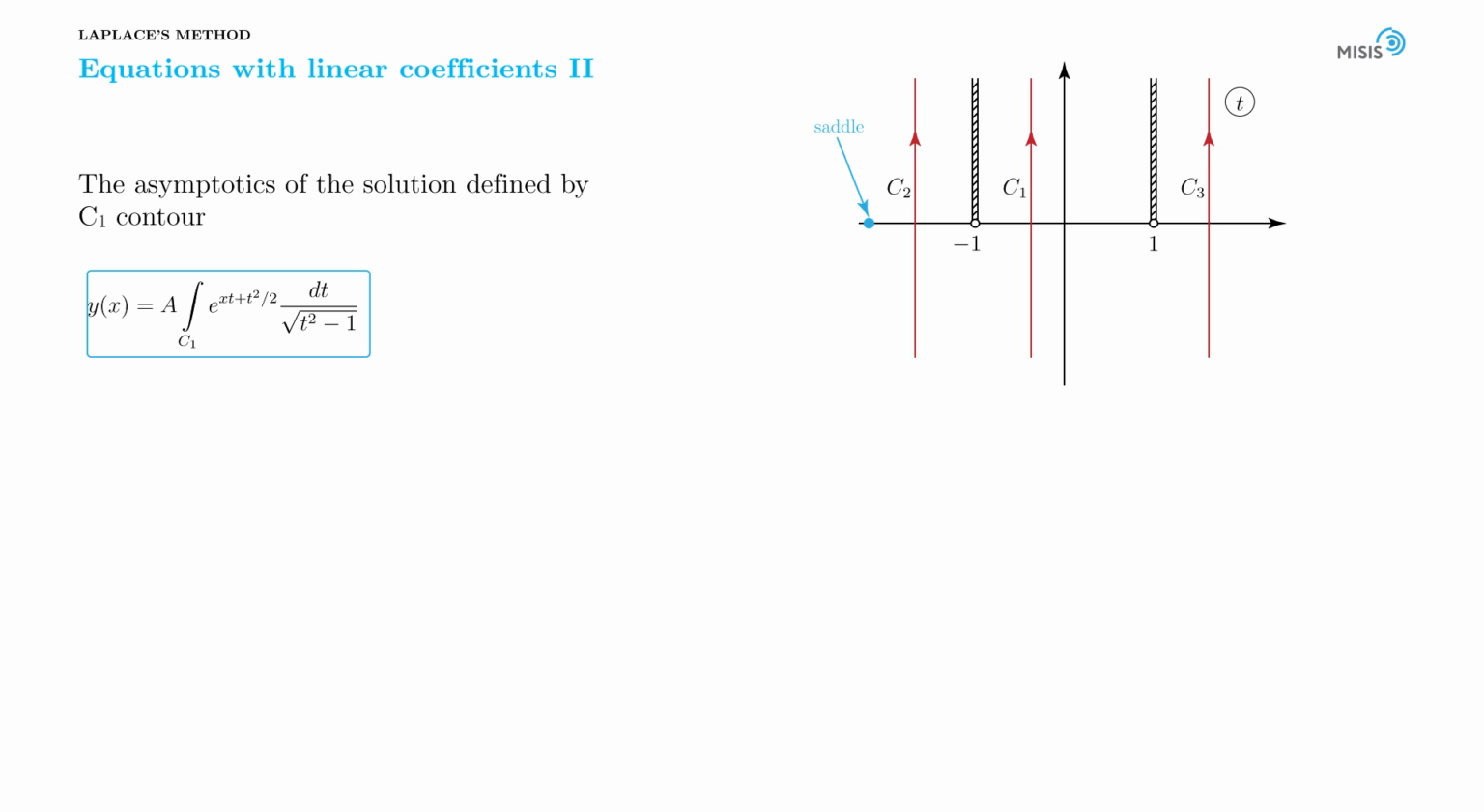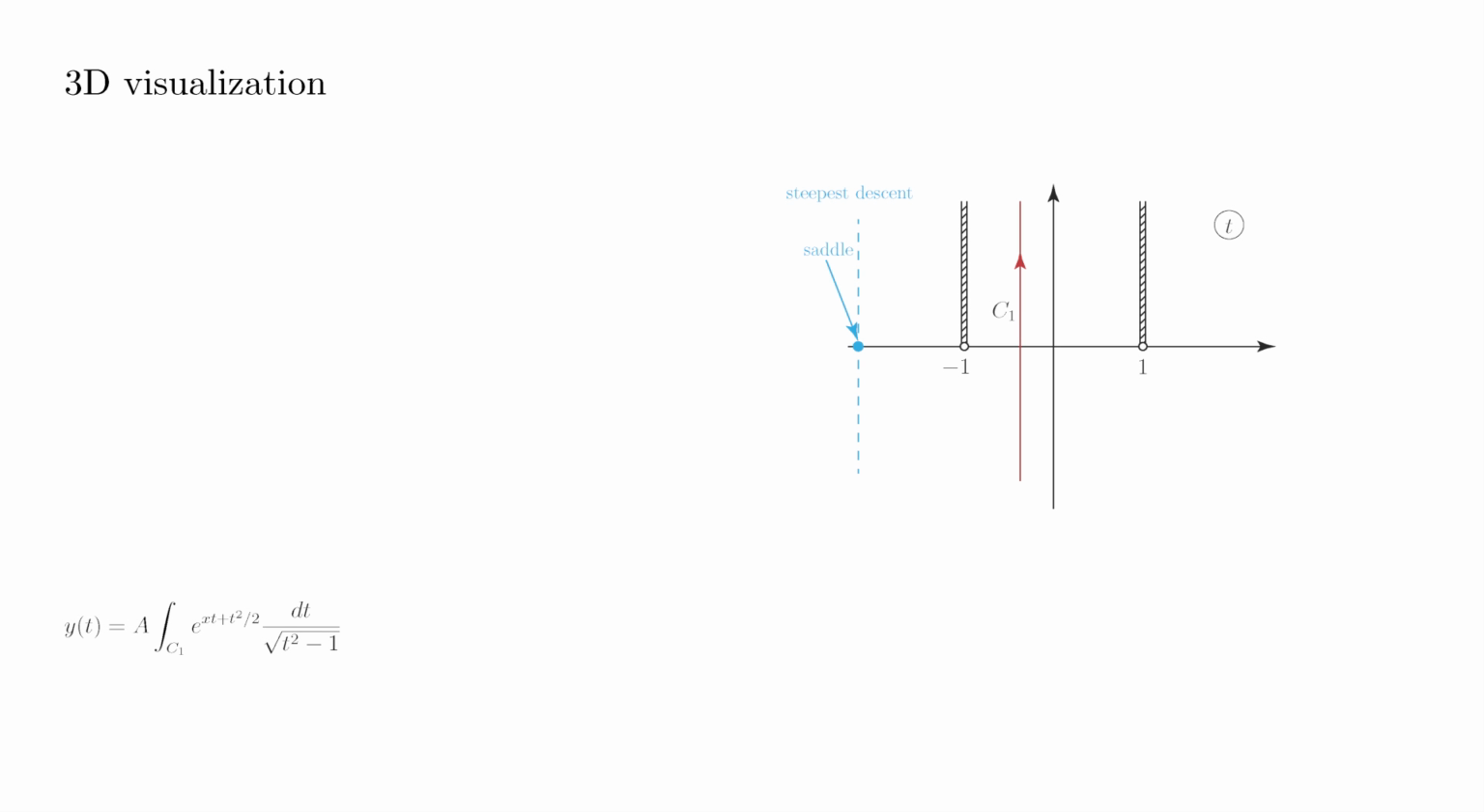The contour is between the branch cuts, but the saddle is to the left of the left branch cut. The steepest descent direction is unchanged. The branch cut, though, obstructs the deformation of the contour towards the steepest descent line. To help you understand better what is going on, let me show you some 3D visualization.